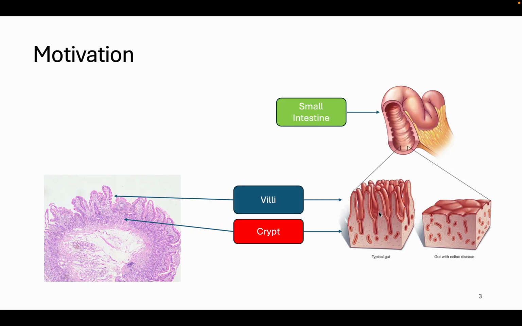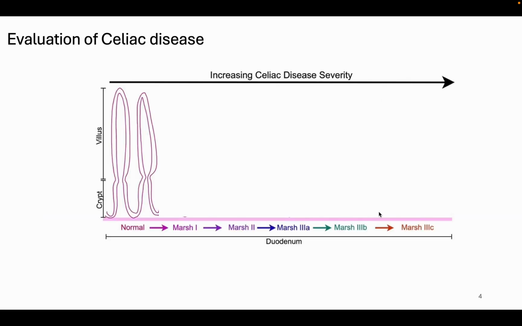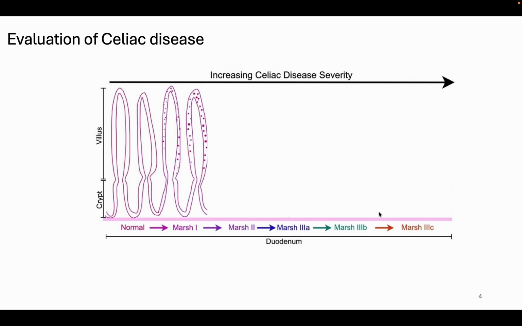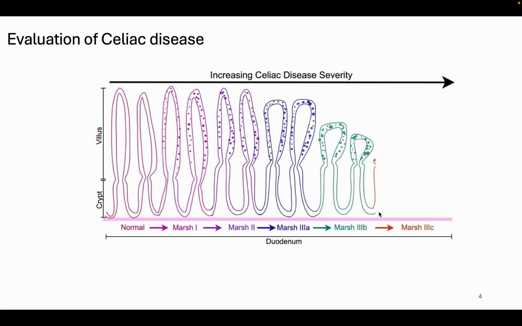A common way of identifying celiac disease is through duodenum biopsy. There are two components which are important, villi and crypts. Due to celiac disease, people observe a reduced length in the villi, which results in malnutrition in the patients. If you can see, there are two components. One is villi and the other one is crypt. As the severity of celiac disease increases, there is an increase in the IELs in the tip of the villi and eventually reduction in the tip of villi.